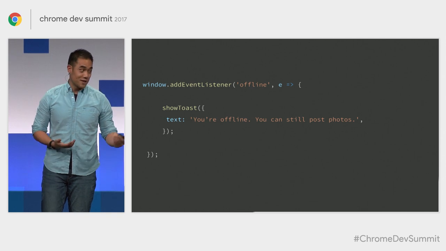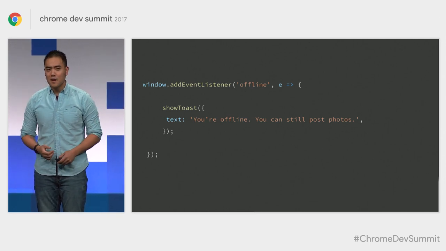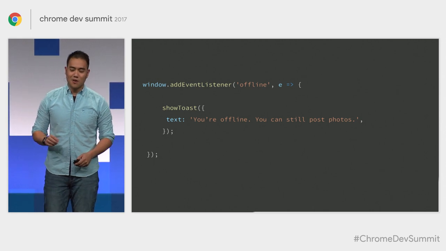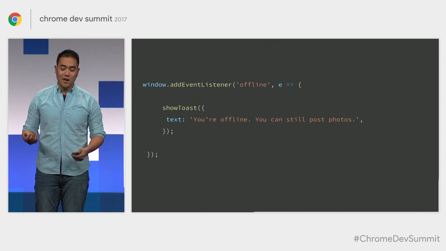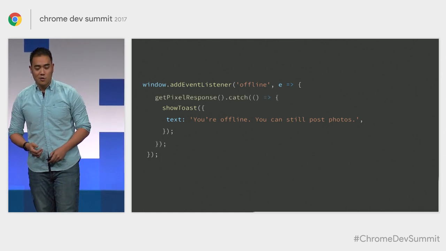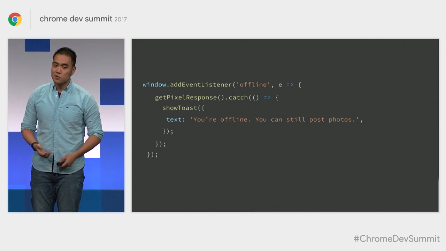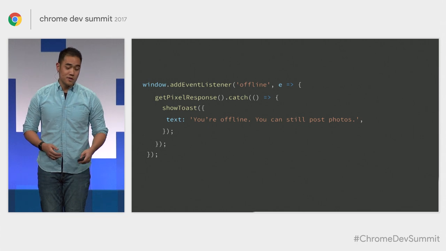So first, we wanted to notify the user that they're offline. So we listened to the offline event. The offline event actually is a little bit unreliable. For some phones, battery save mode is actually considered an offline state, so it'll actually get triggered. To guard against this, we added a lightweight GET request to ensure that we're truly offline. And then on error, we show the toast.